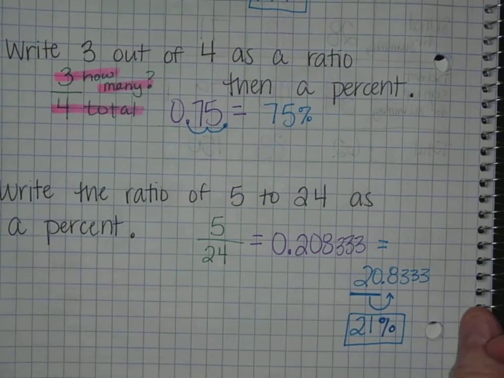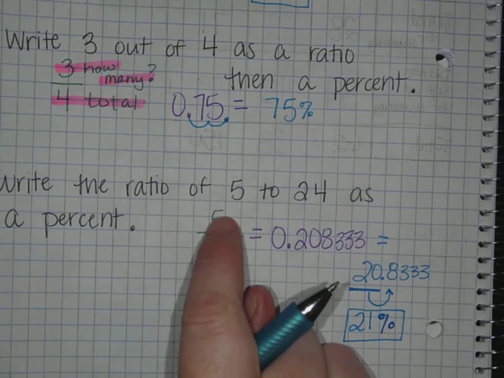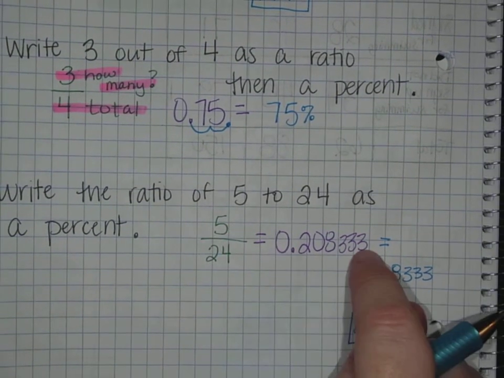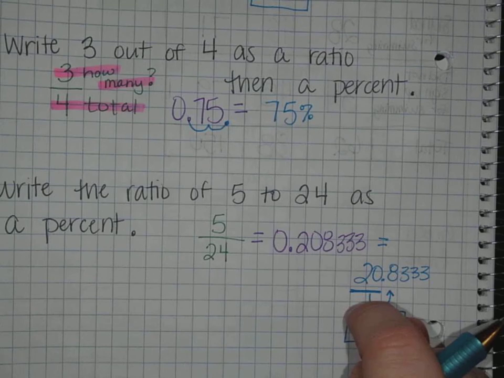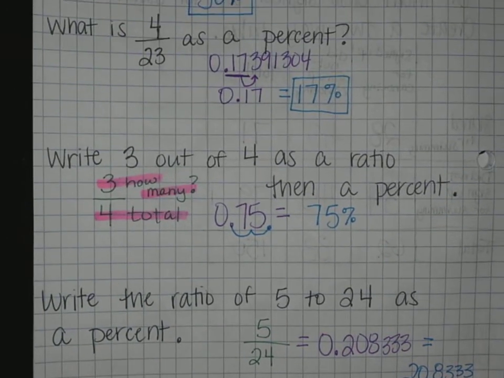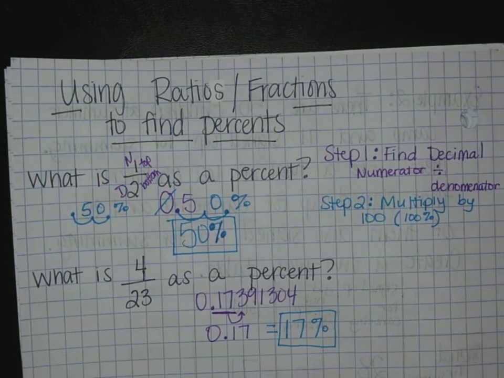Okay, so hopefully that's not too bad. You just take the fraction, write it as a decimal, and then multiply by 100, and you get your percentage. Okay, so that is using ratios and fractions to find percentages.